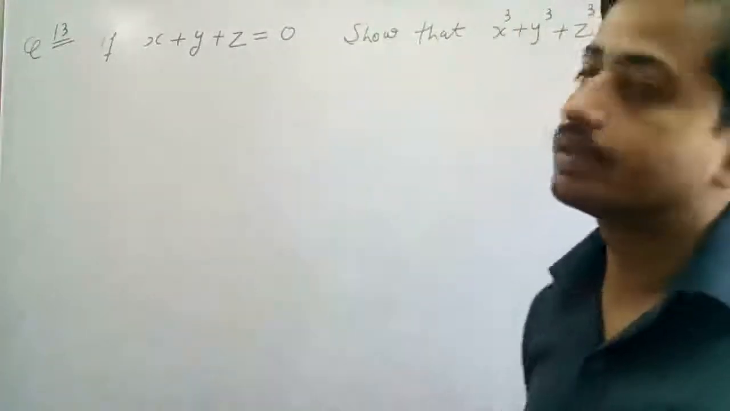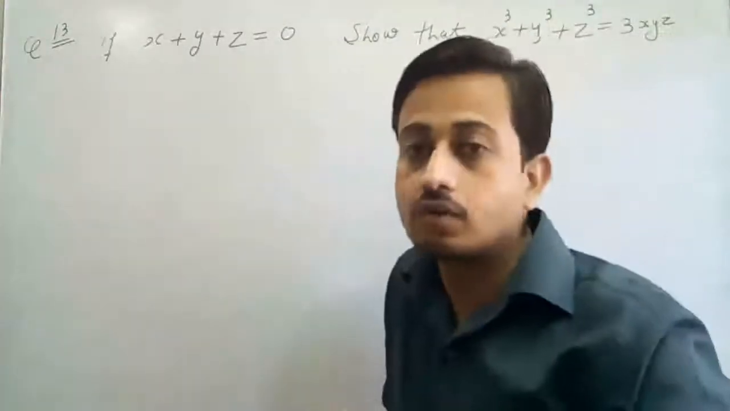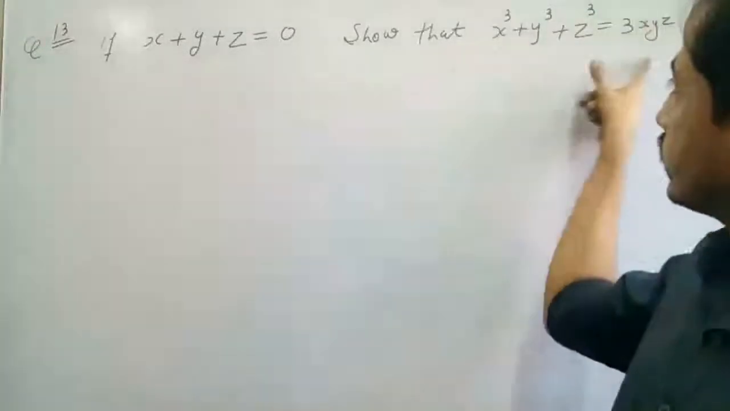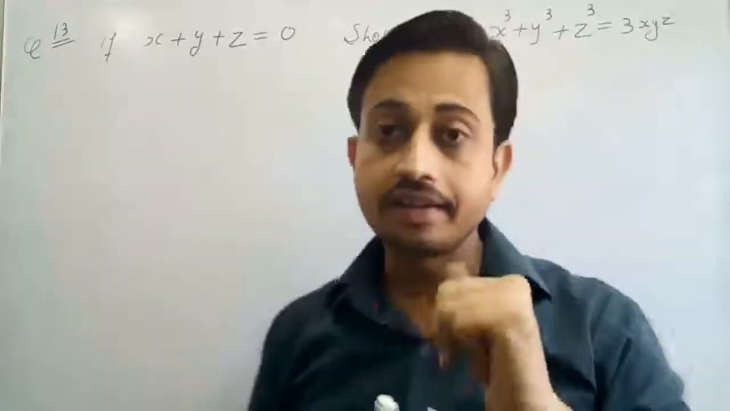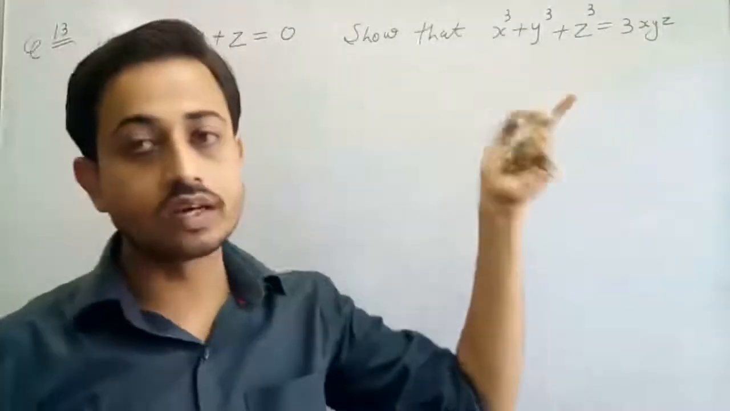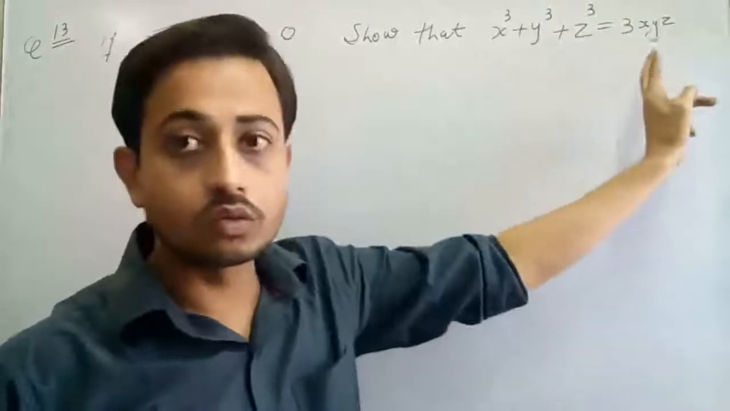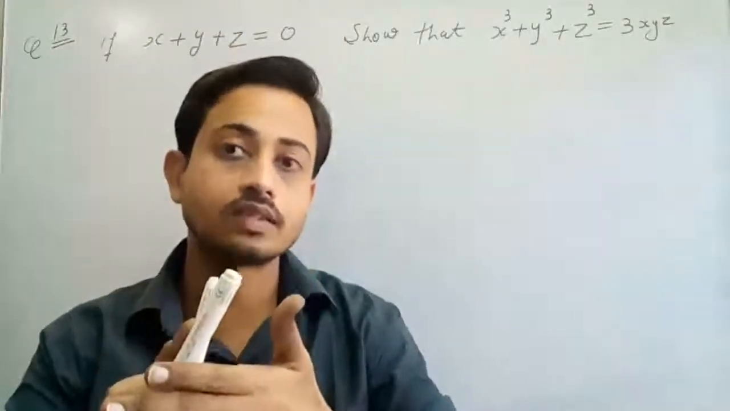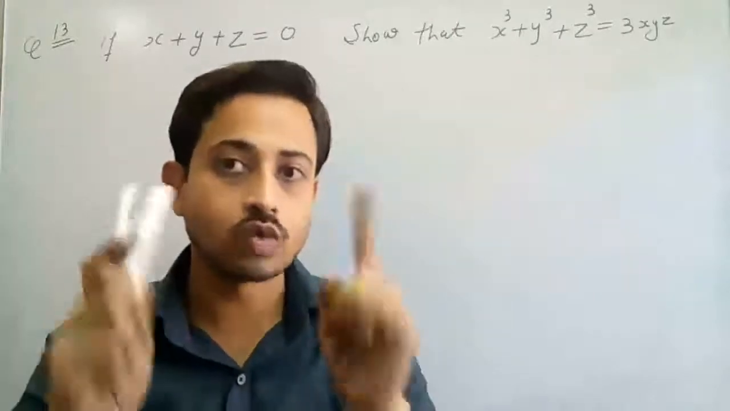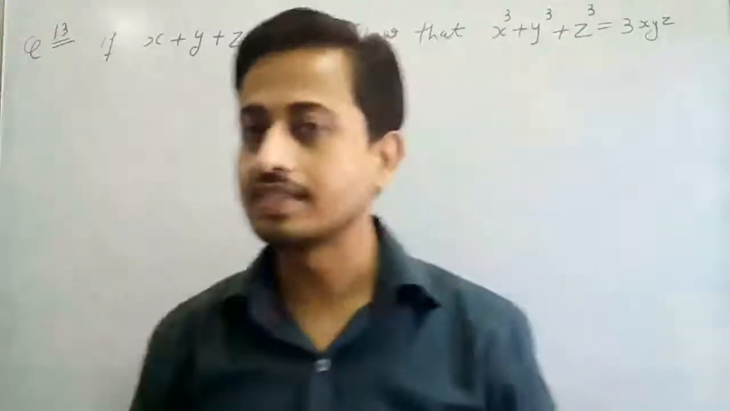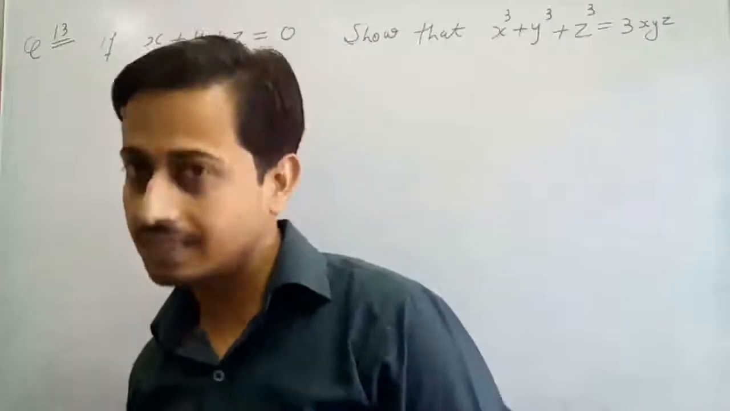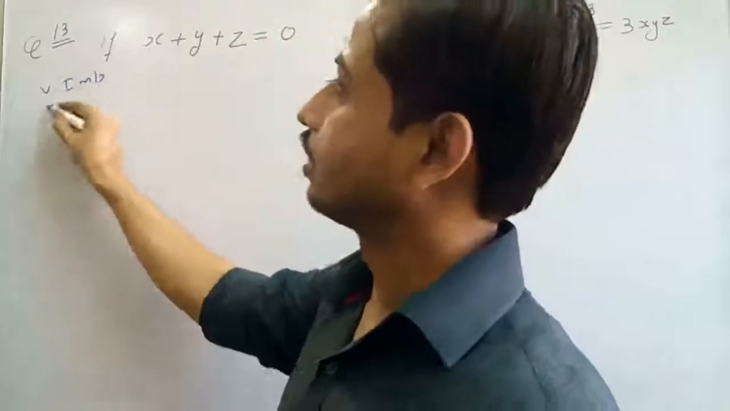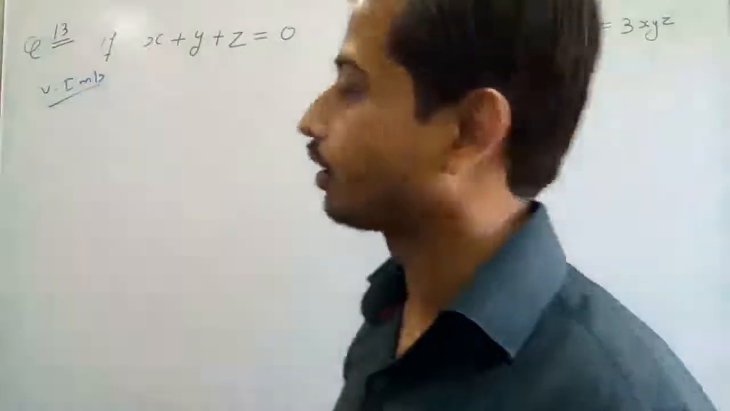Now look at question number 13. In this question we are given x plus y plus z is equal to 0 and we have to prove x cube plus y cube plus z cube is equal to 3xyz. Here x, y, z are multiplied together. What's the identity? Identity number 6 is a very important identity. I am again saying this identity is very important.